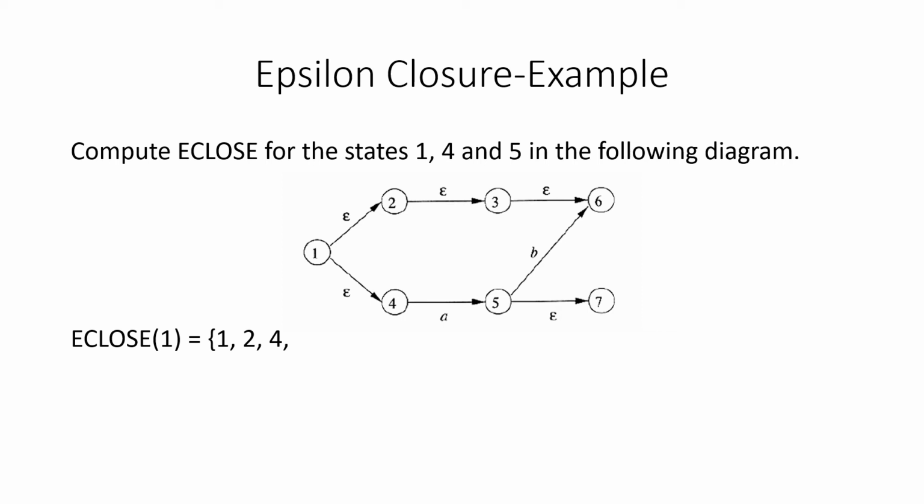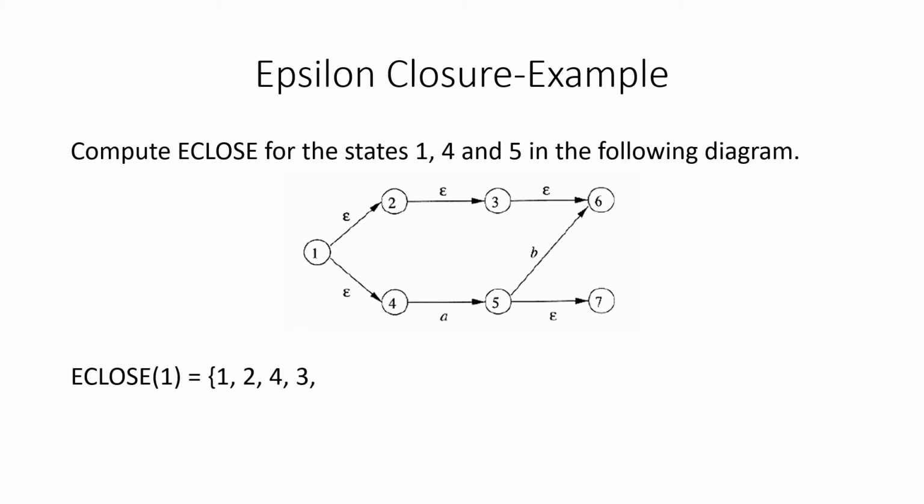Again, we have to keep checking until we don't find any transitions on epsilon. From 2, we check whether there are any transitions on epsilon. Yes, it exists: from 2 to 3, there is a transition on epsilon. Hence, it must be included. Again, from 3, we have a transition to 6, so that has to be included. And from 4, we have to check all the possibilities. Since there is no transition on input symbol epsilon from 4, we stop with this. But in the case of 2, it keeps on increasing, that is, it keeps on including all those states which are reachable by scanning only the epsilon symbol.